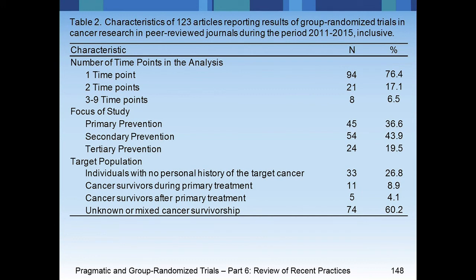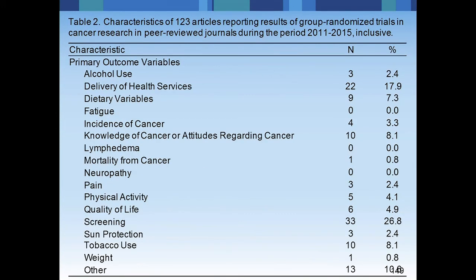Repeated measures approaches with 2 time points were used in 20% of the studies, and even more time points, where we would use random coefficients models, were used in just over 5% of the studies. In these cancer-related studies, about 35% were primary prevention, another 44% were secondary prevention, generally screening studies, and the target population was undefined for most of these studies.